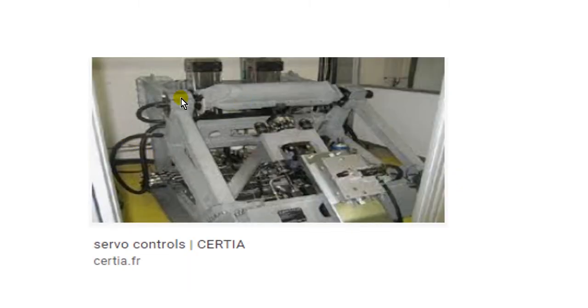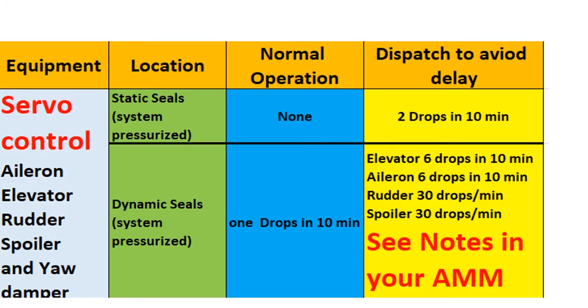There is the servo control here. Here, the servo controls the movement here. So, the servo controls are at the ailerons, elevators, rudder, spoiler, and yaw damper.